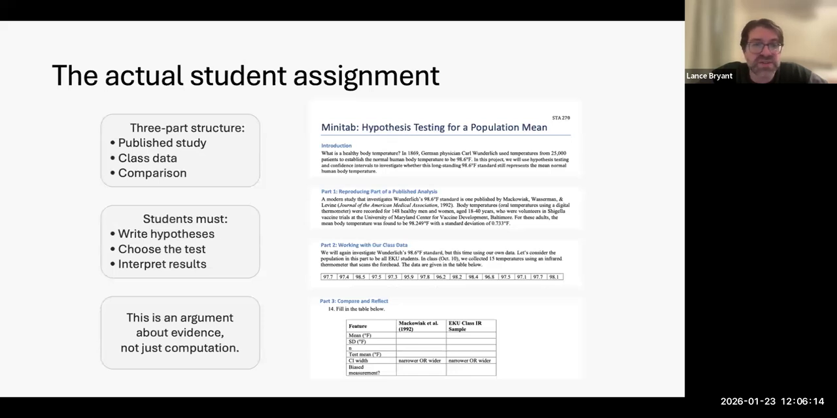Like I said, it had this three-part structure: a previously published study, our class data, and then some comparison between the two. The main goals when they get into the project were to come up with the hypotheses and choose the test, although I told them, if you look at the title, it says we're testing for a population mean. So that was very scaffolded and guided for what kind of test to use. And then in that third part we're looking at our results together. Parts one and two also have them do the interpretation within the context of each individual part.